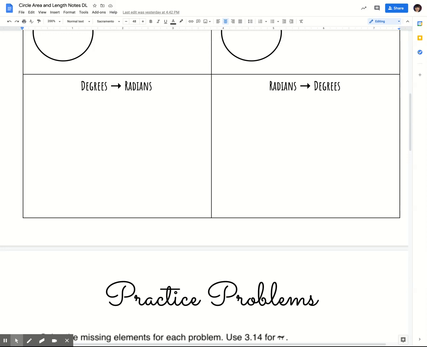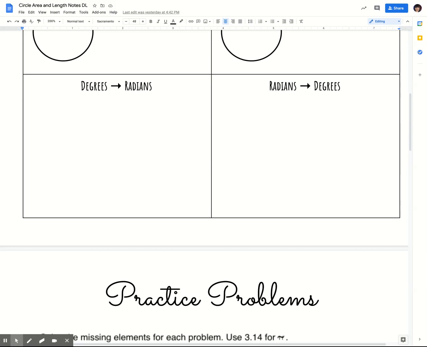This is not a topic that I typically test you all on, but it is something that you're going to need in your Algebra 2 class, or whatever math class you're going to next. You typically need to know about the difference between degrees and radians and how to convert between the two, okay?